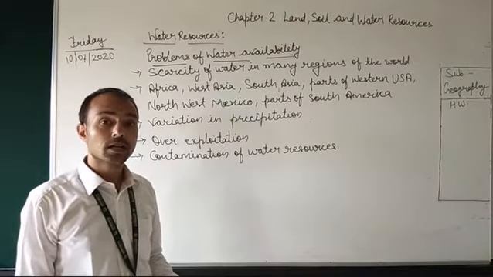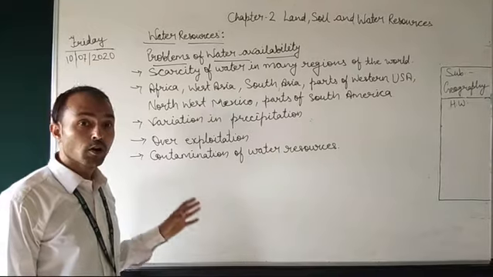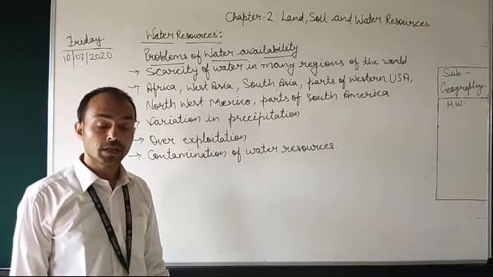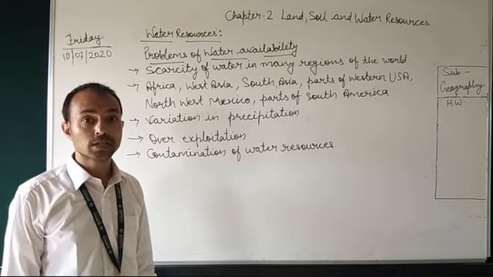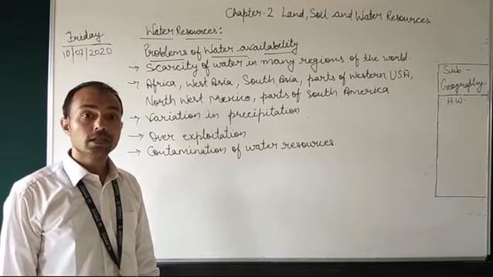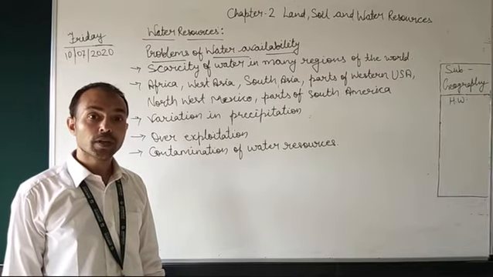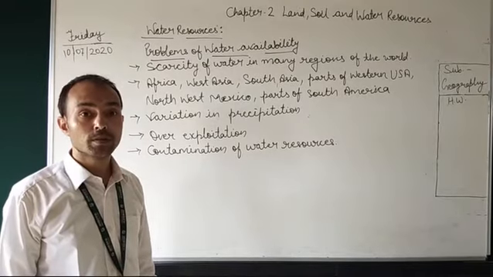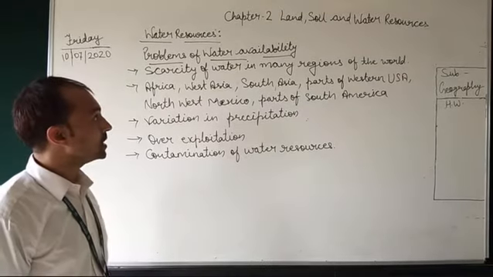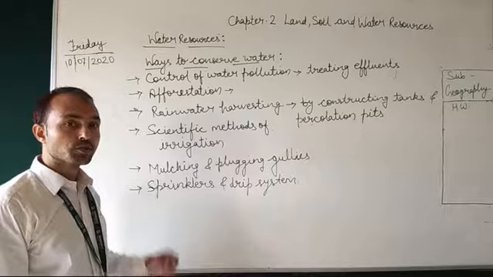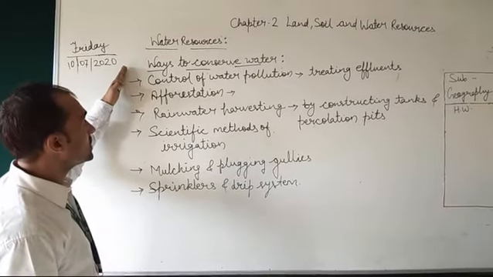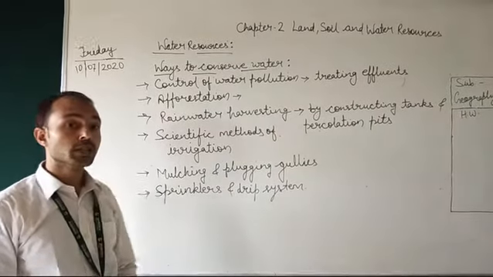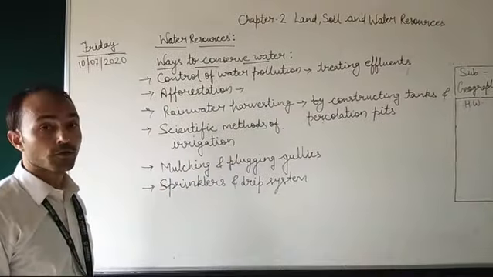So now, after learning all these problems of availability of water, let's learn the conservation measures of water resources, that is how we can conserve or utilize the water in an appropriate manner, so that there will be no problem of shortage or unavailability of water. So students, now learn the ways to conserve water, or the measures to conserve water. The first is control of water pollution.